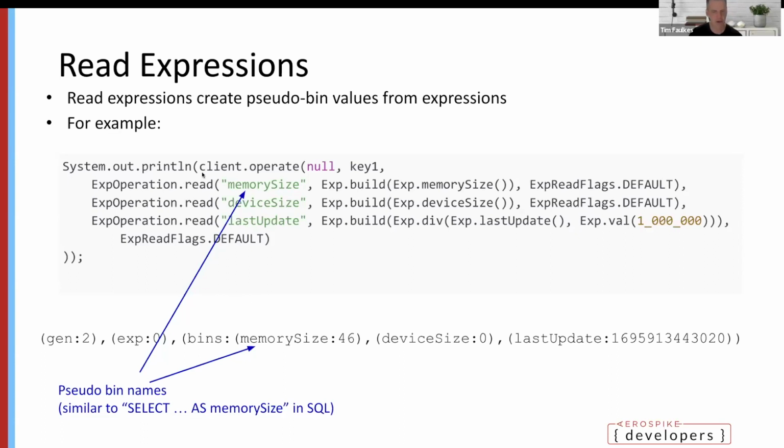When I go and look at this record, what I can see is I've got the memory size, the device size, and last update time. The nice thing about this is Aerospike didn't even have to read the record off drive to give me this information. So it's very fast, and it allowed me to combine parts of the metadata as well as bin data if I'd wanted into information that came back to my client in new bins that don't exist on the server. They're pseudo bins, similar to a select as in SQL.